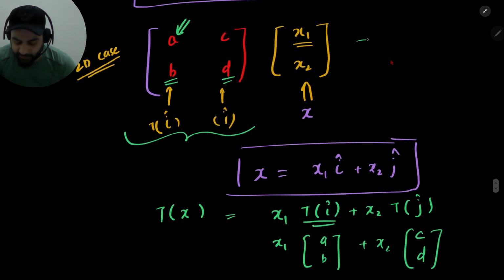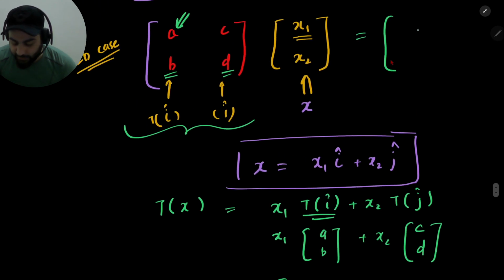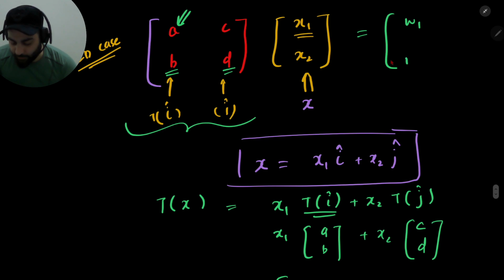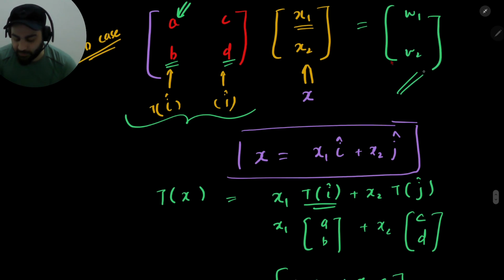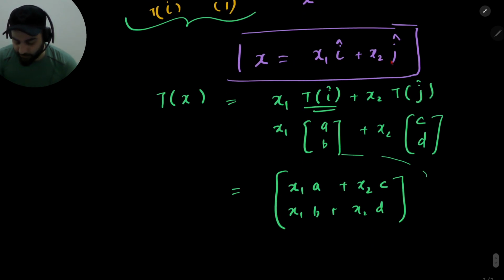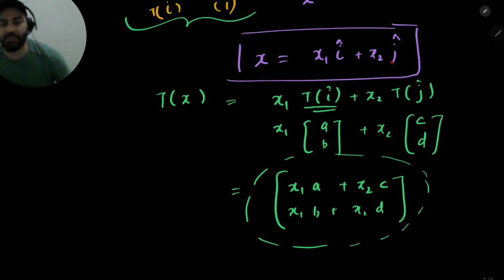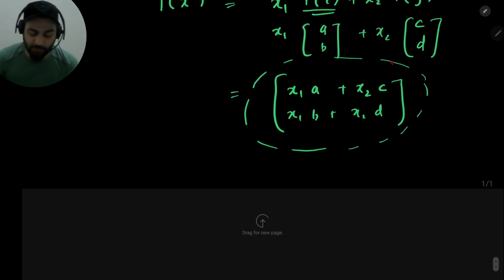Let's suppose this vector is some vector w1 and w2. This is the transformed vector, and w1 and w2's values are this much. So this is the meaning of linear transformation. I also showed you different linear transformations. We saw the 90 degree counterclockwise rotation, and we also saw a linear transformation known as shear. So I can move ahead with this.